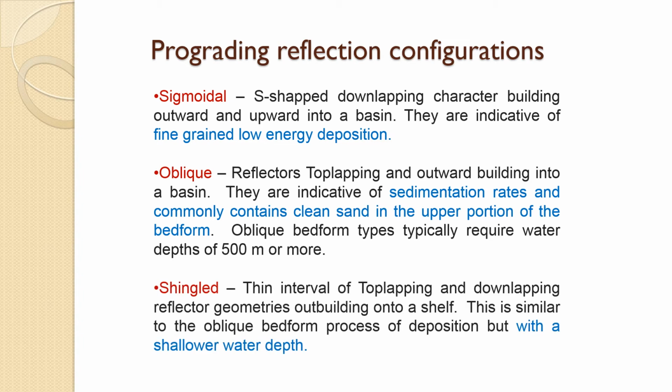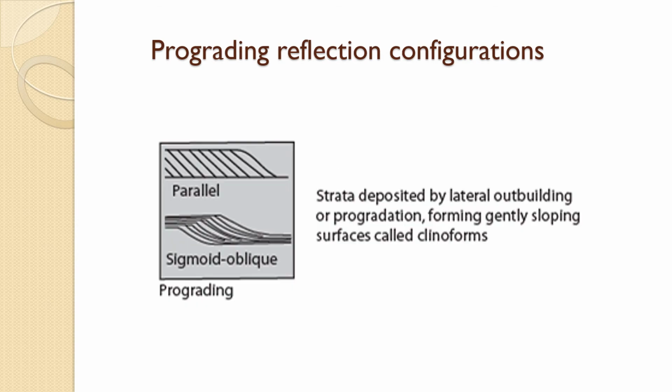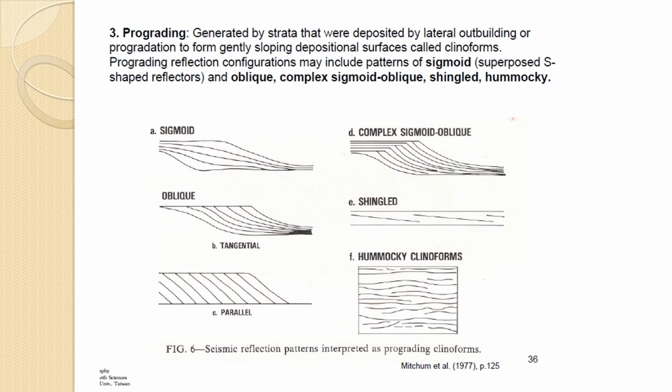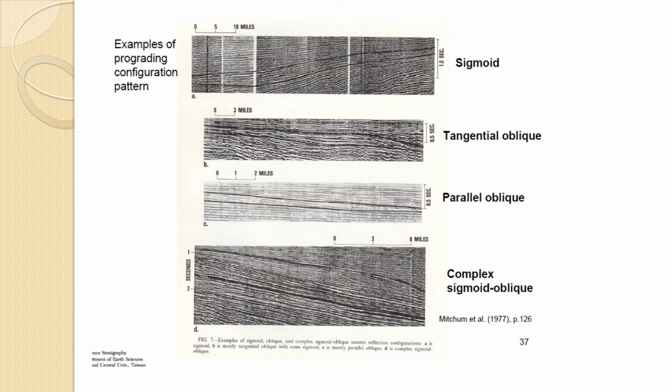Shingled is a thin interval of toplapping and downlapping. Also here, this is an indication of a shallower water depth. And these are some examples of those prograding seismic reflectors: sigmoid, oblique, complex, shingled, hummocky, and complex here means that you have sigmoid plus oblique in one. These are real examples of those seismic sections.